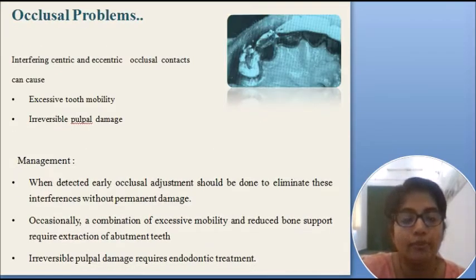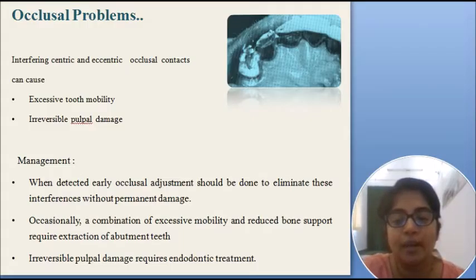The next problem in a mechanical failure is of occlusal problems. So interfering centric and eccentric occlusal contacts can cause excess tooth mobility, irreversible pulpal damage. So these are the manifestations, and how do we manage this? Is when detected early, occlusal adjustment should be done to eliminate these interferences without permanent damage. Occasionally, a combination of excessive mobility and reduced bone support require extraction of abutment teeth. Irreversible pulpal damage requires endodontic treatment.